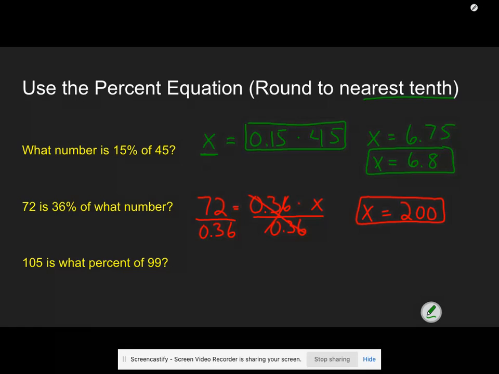Then we're going to find our percent. 105 equals x times 99. And so again, we're going to divide by 99. And I find that x equals 1.06. Now, I said round to the nearest tenth. So x equals 1.1. But I'm looking for a percent, and I only have a decimal, so I move my decimal point 2 places to the right, add my 0. So final answer, x equals 110%.